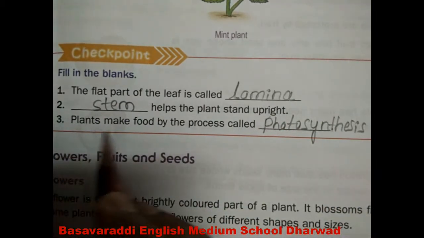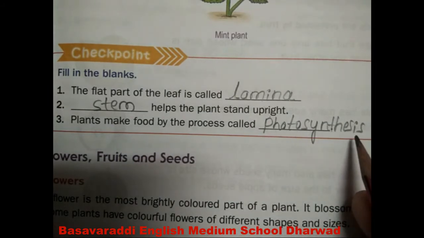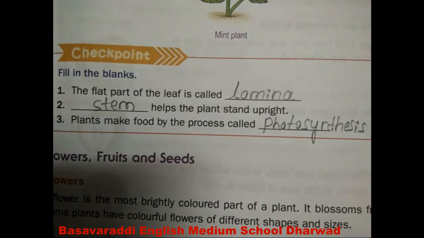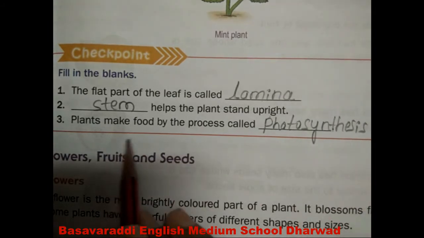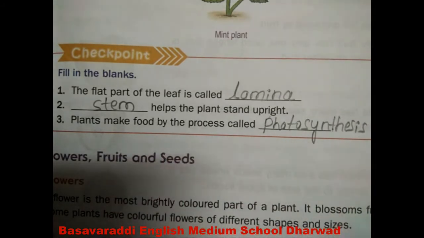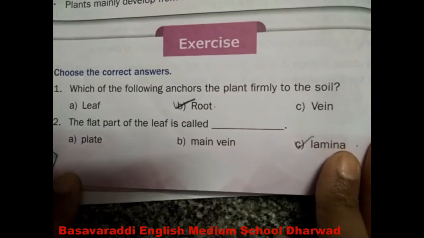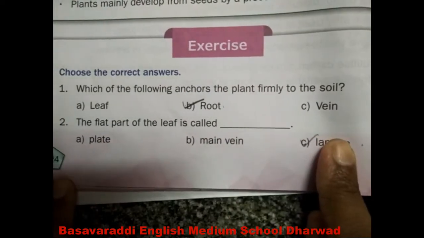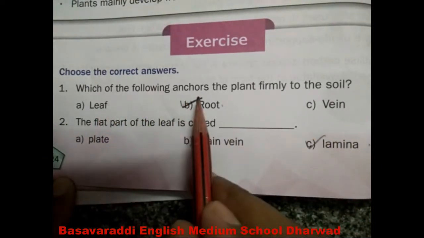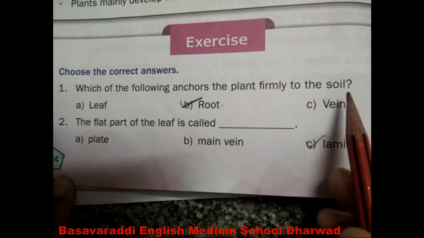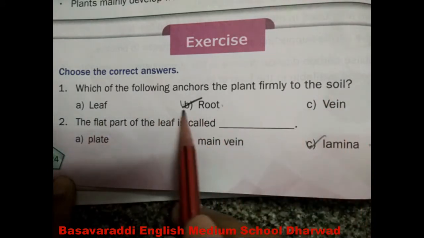Third one, plants make food by the process called photosynthesis. What is the answer? Plants make food by the process called photosynthesis. The exercise, choose the correct answers. The first one, which of the following anchors the plant firmly to the soil? Leaf, root, vein. Which one is the correct there?